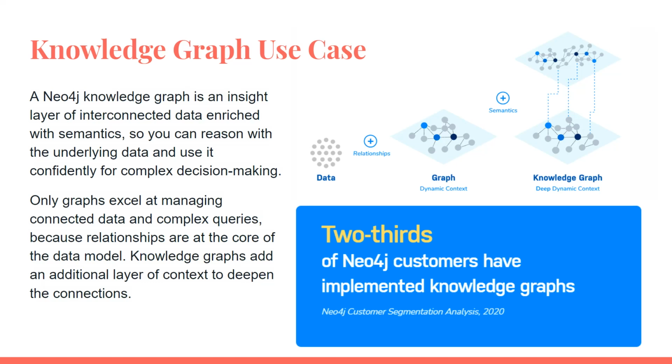Only graphs excel at managing connected data and complex queries because relationships are at the core of the data model. Knowledge graphs add an additional layer of context to deepen the connections. And knowledge graphs are so popular for Neo4j that two-thirds of all customers have implemented one.